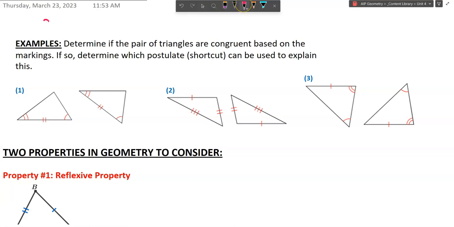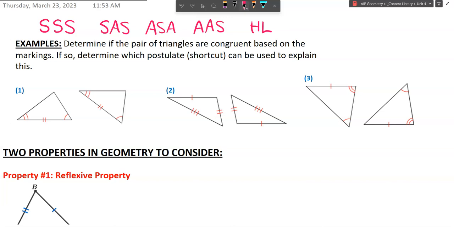The 5 congruence postulates we're allowed to use are side, side, side; side, angle, side; angle, side, angle; angle, angle, side; and then last but not least, the one that's a little different than all the others, hypotenuse leg. So we're going to use these 5 throughout this video as we go through different examples.